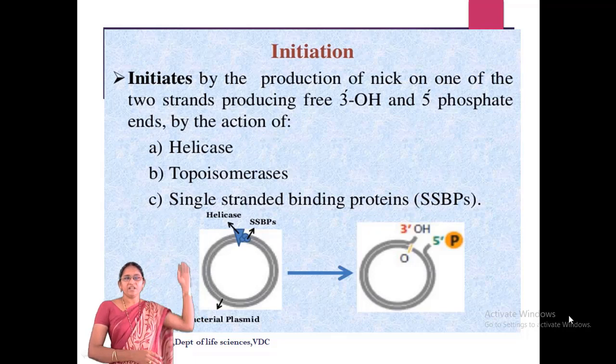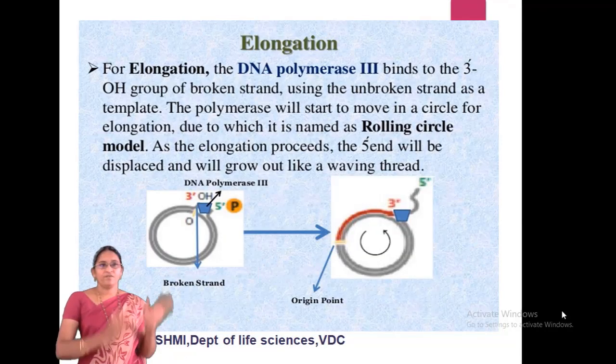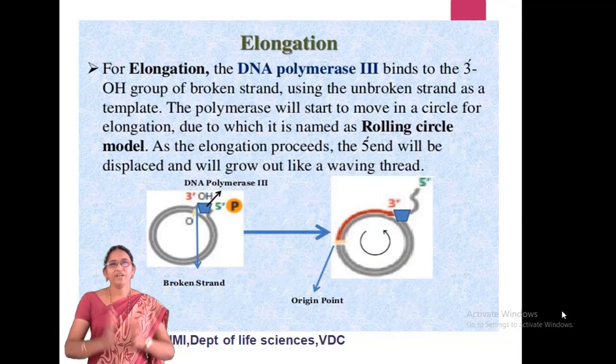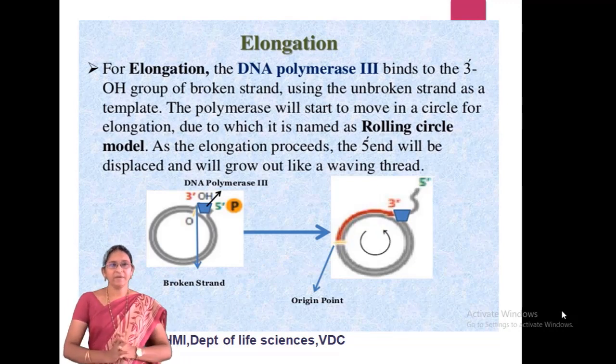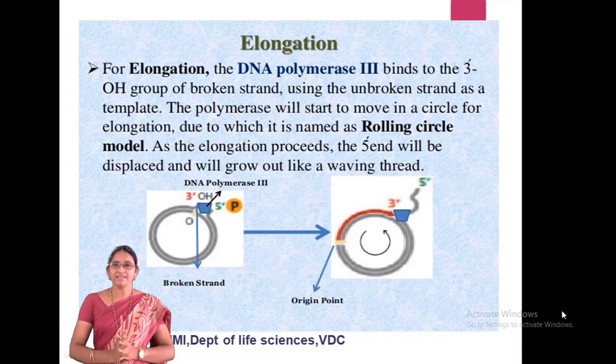In such a way, the 3' hydroxyl group is readily available to the DNA polymerase enzyme to initiate the synthesis of the DNA, while the synthesis is initiated by using the inside circle of the DNA as template, and the surrounding circle, the 5' phosphate strand, is slowly displaced from this circle. For elongation, the DNA polymerase 3 binds to the 3' hydroxyl group of the broken strand using the unbroken strand as a template.